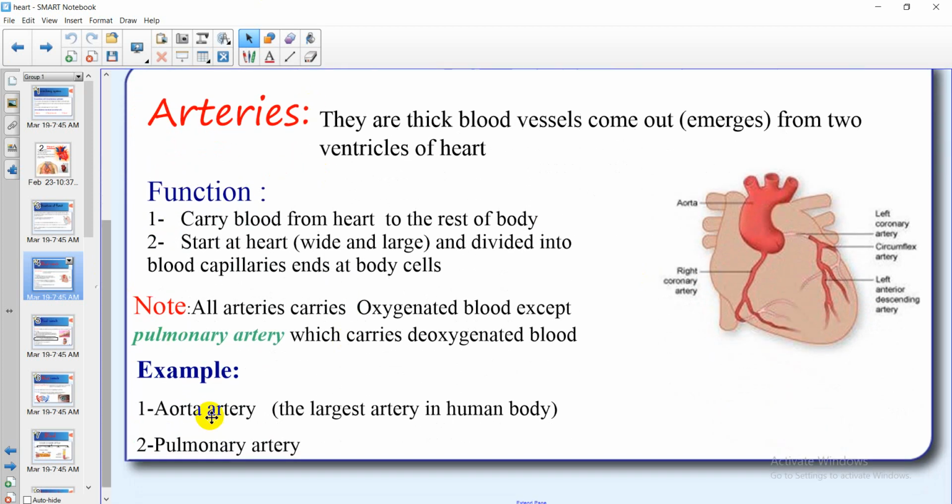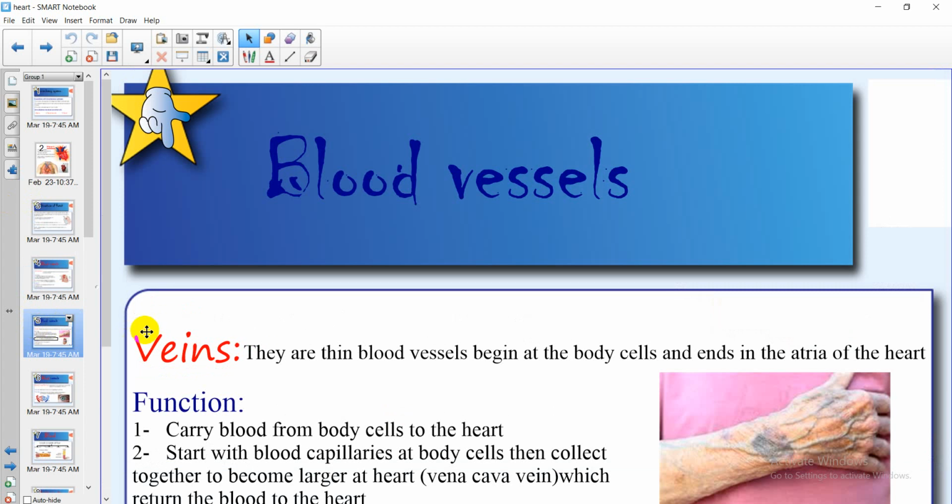Examples of arteries are the aorta and the pulmonary artery. The aorta is the largest artery in the human body, and as we said, an artery starts large and then becomes small to reach our cells. After this, we will talk about the veins.